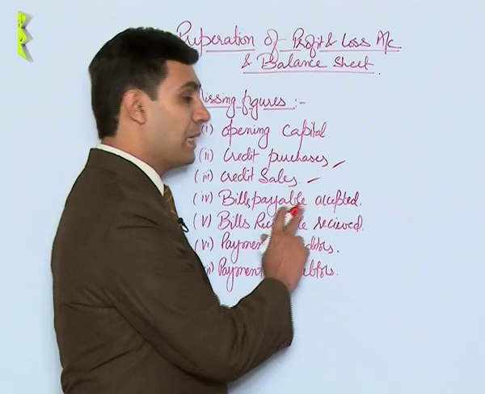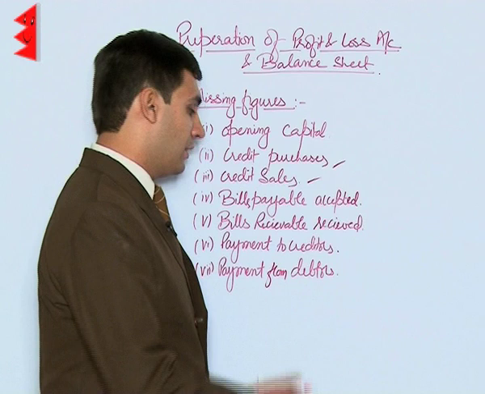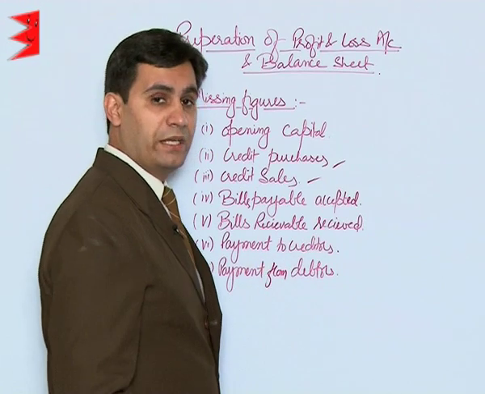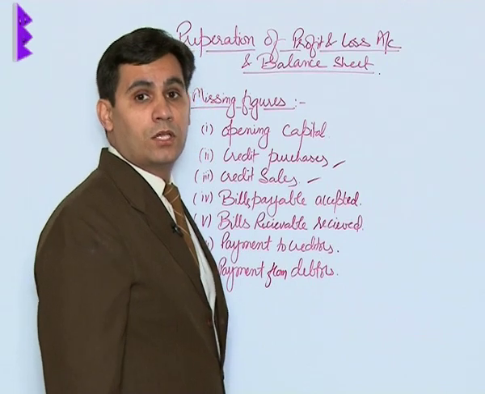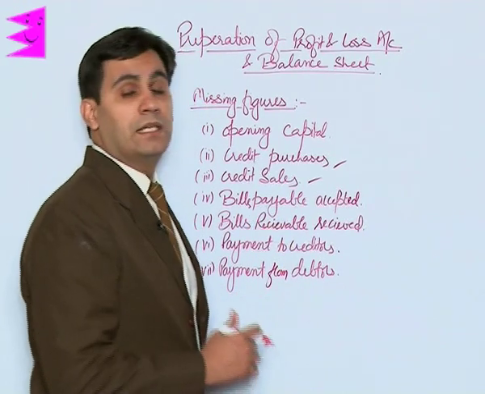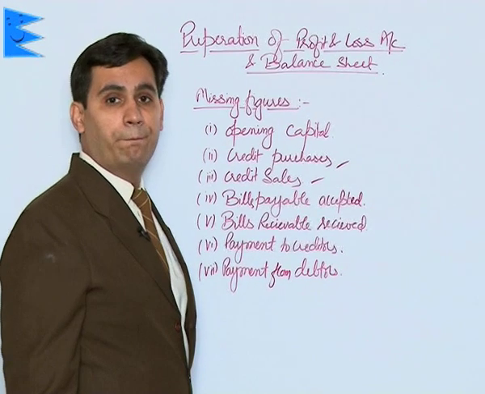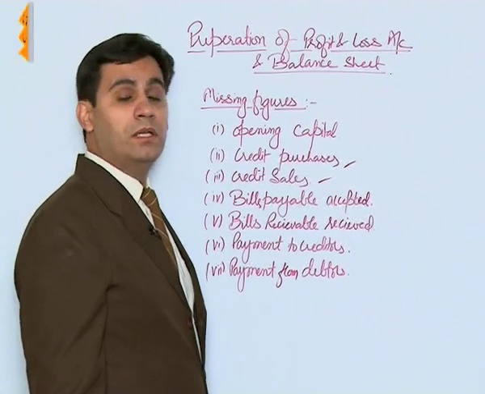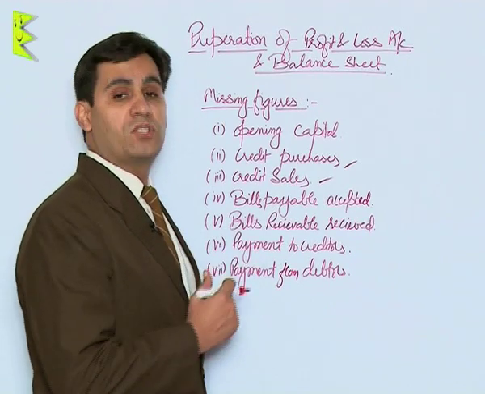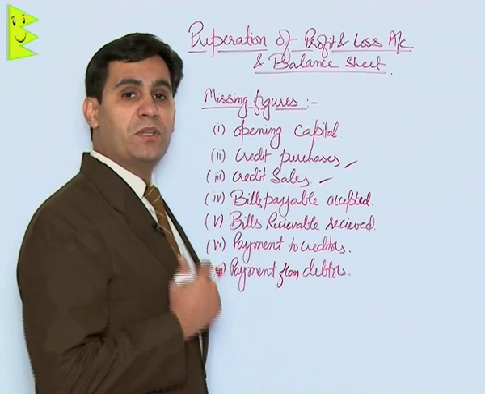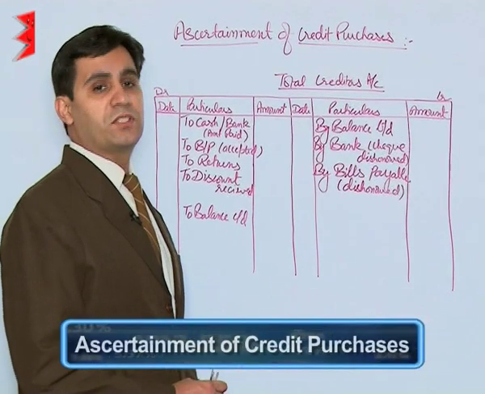Then bills payable accepted and bills receivable received by us. Then what is the amount that we have paid to creditors or the payment received from debtors. So once we calculate these, then it is easy for us to prepare profit and loss account and balance sheet. So let us come to the first step, that is how to calculate credit purchases through the information that is given in this system. How do we calculate credit purchases?